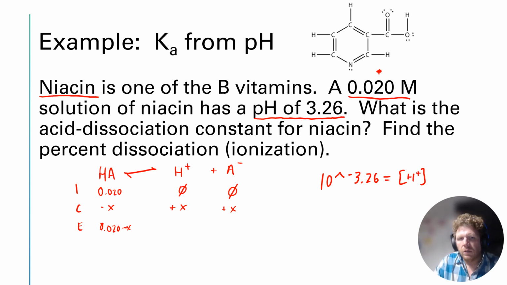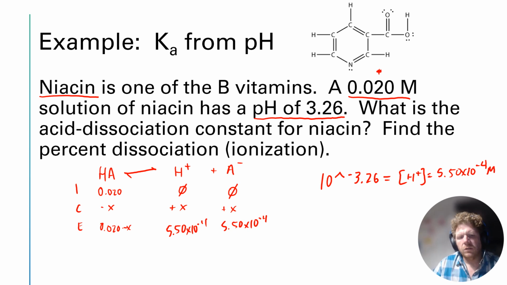Now I'm going to pause the video, and then I'm going to continue it because I came up with, on my other screen, my hydrogen ion concentration: 5.50 times 10 to the negative fourth molar. Okay, so at equilibrium, this is 5.50 times 10 to the negative fourth. And then that means A minus is also 5.50 times 10 to the negative 4.